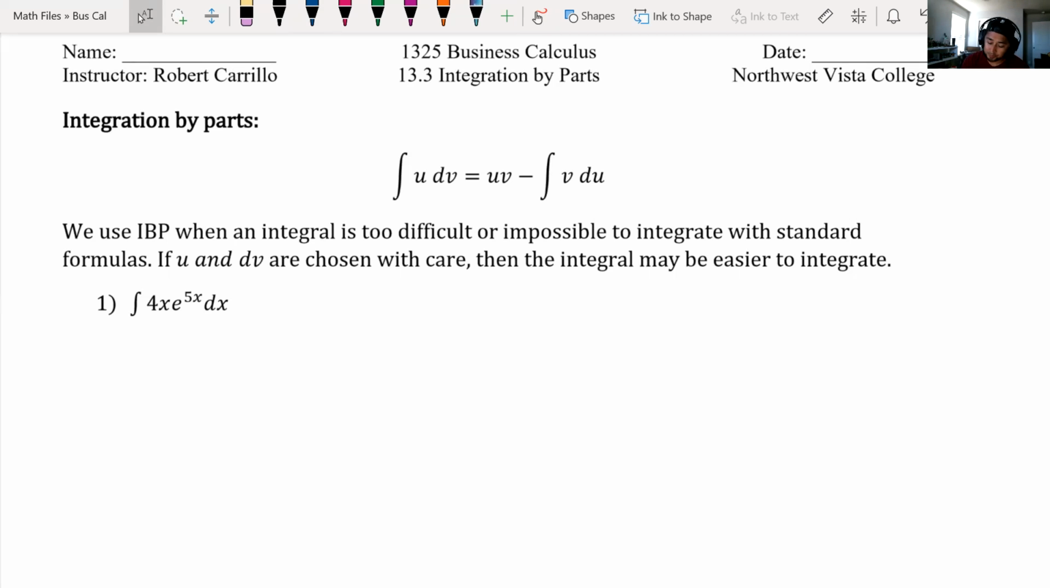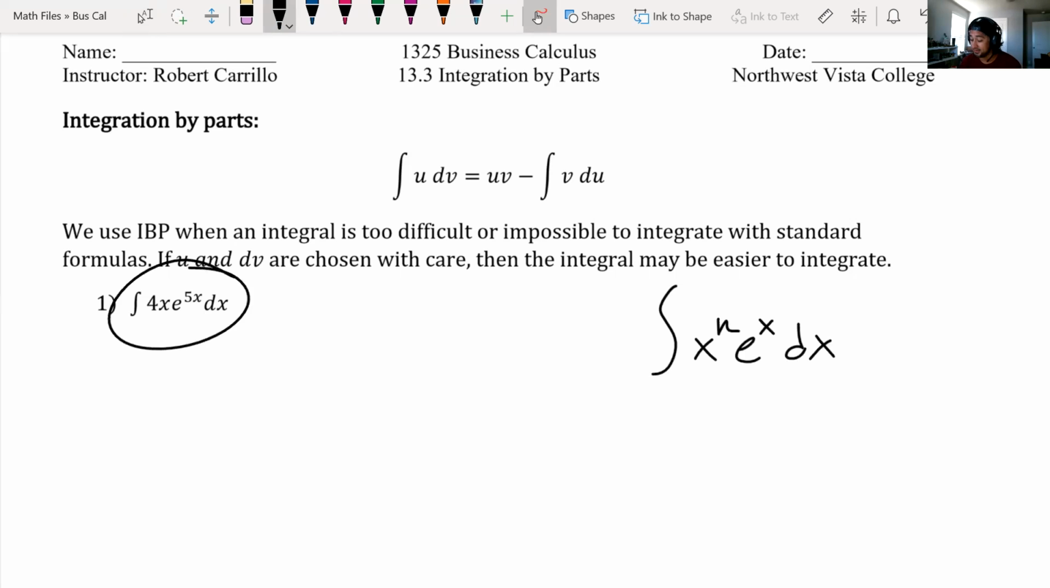Whenever we're given an integral in this form, x to any power of n and e to the x dx, which looks almost identical to this, you will always let u equal x to the n, and you will always let dv equal e to the x. If you do it the other way, if you let u equal e to the x and dv equal x to the n, then you will end up in a never-ending cycle of integrals.